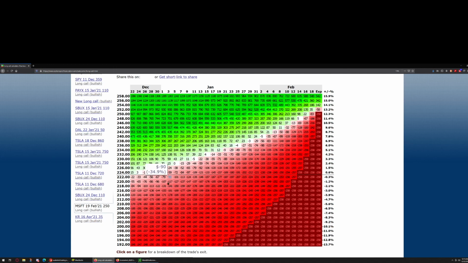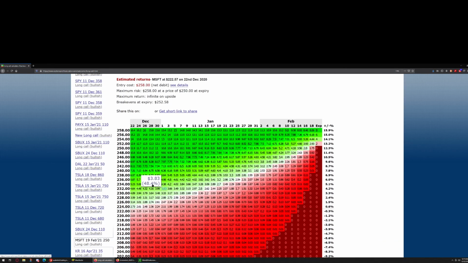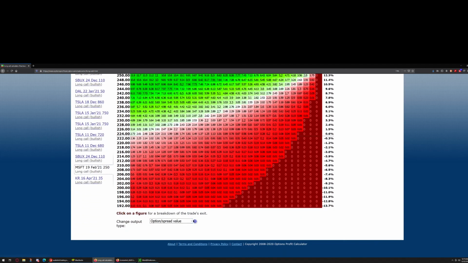So using the profit calculator really helps to get an idea of what your trade could be worth, when you need to sell it, and sometimes you can set automatic sell prices at these levels too. You can also change this. I have this set to profit loss, but you can change this to like the option spread value, and it shows you the cost of the contract and just whatever looks good for you and whatever makes it easy for you.